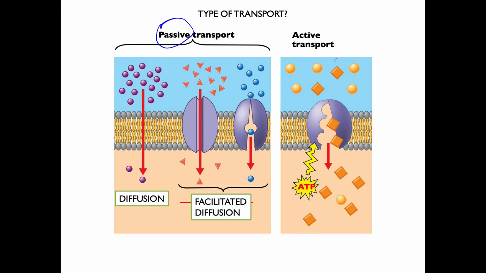And then over here, we have the example of active transport. And you can see on the outside of the cell, you've got a couple squares, and the inside of the cell, you've got 1, 2, 3, 4, 5. And you can see these squares are being pushed in with the help of ATP. Okay, so this is an example of active transport, going from low concentration to high concentration.